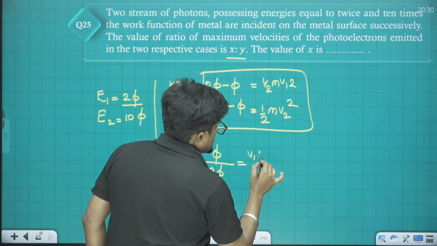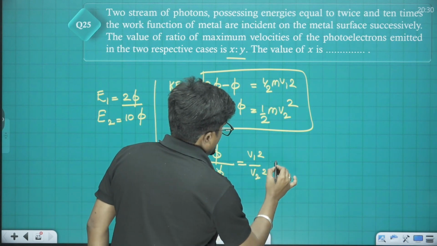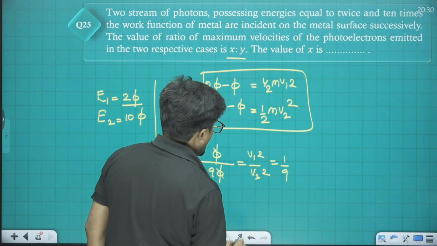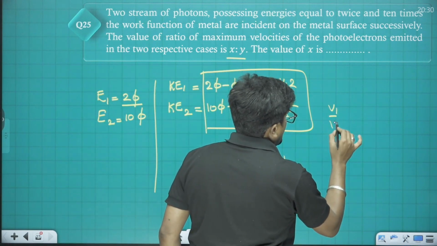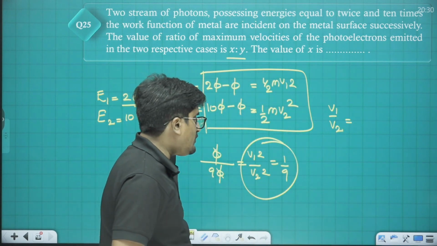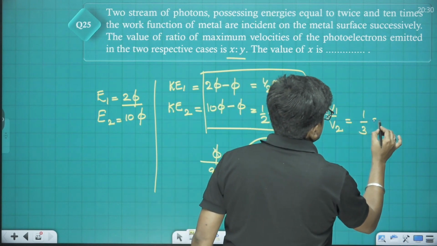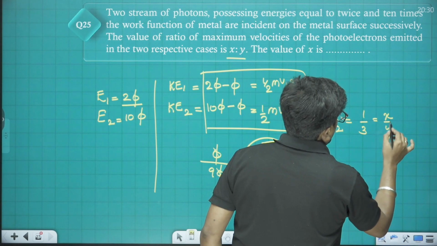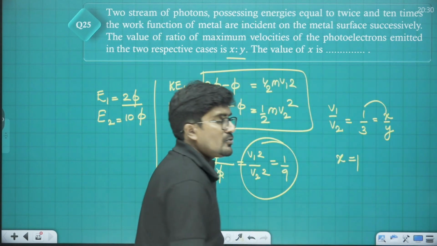v1 square upon v2 square. 5 and 5 will cancel each other, which means this is equal to 1 by 9. All right. So while taking the ratio, v1 square by v2 square is 1 by 9. So v1 by v2 needs to be what? 1 by 3. And this is equal to x upon y, which means the value of x needs to be equal to 1.